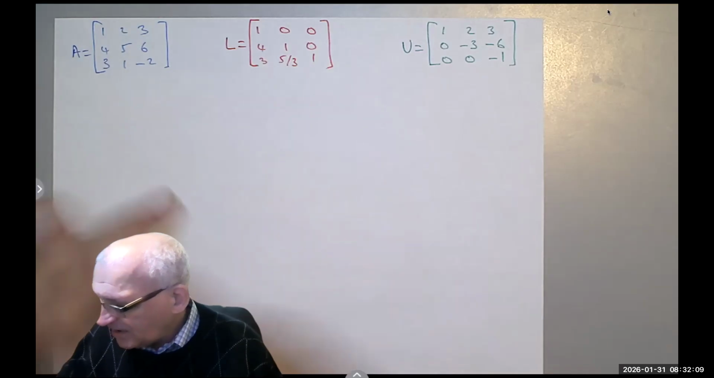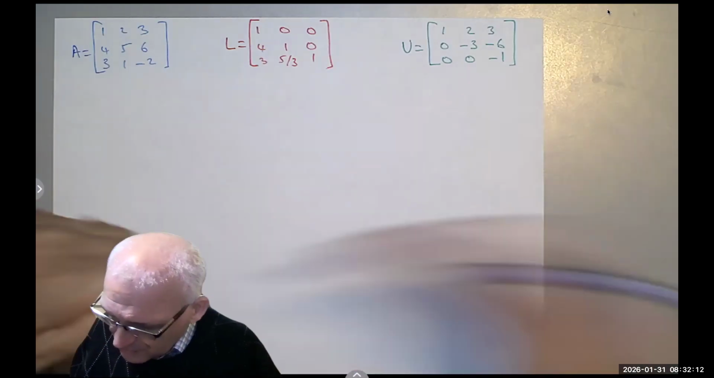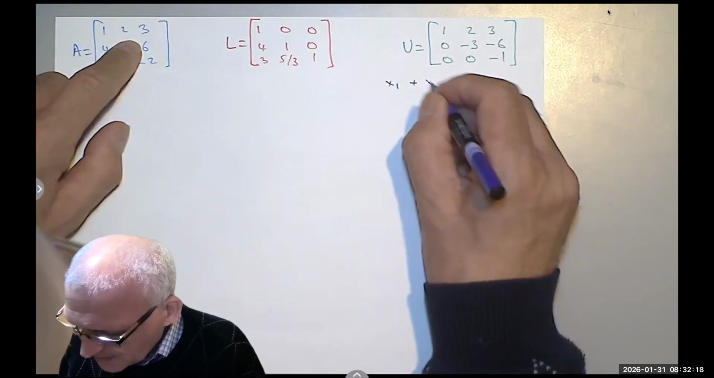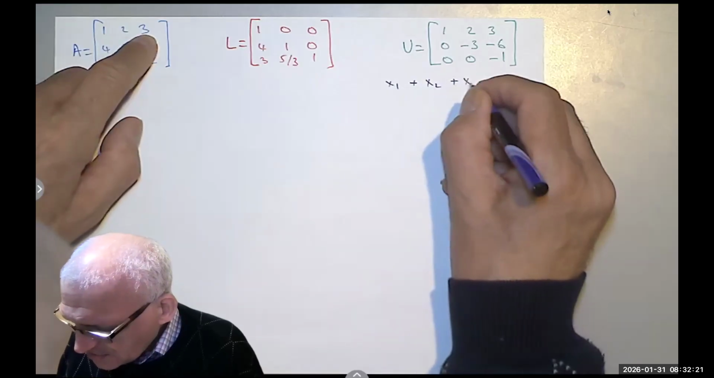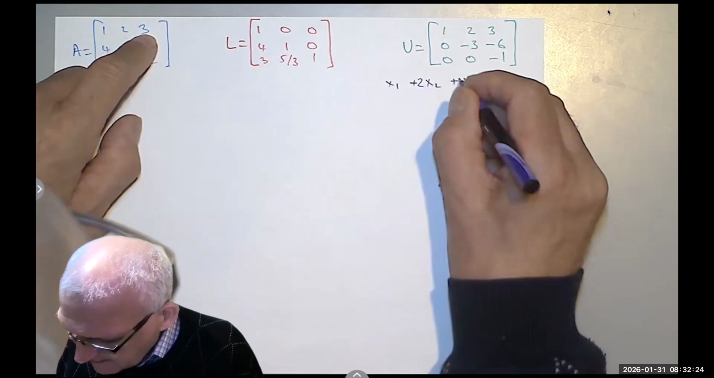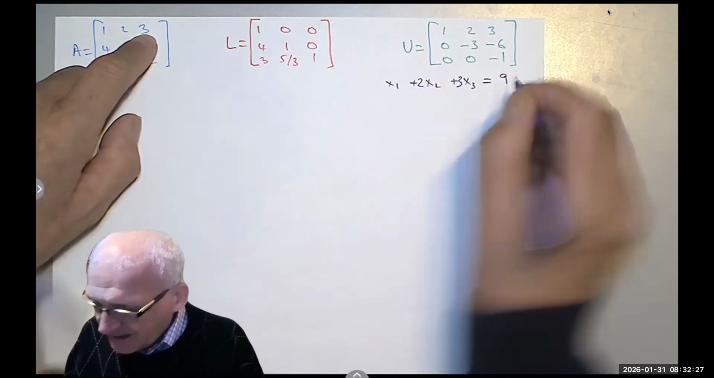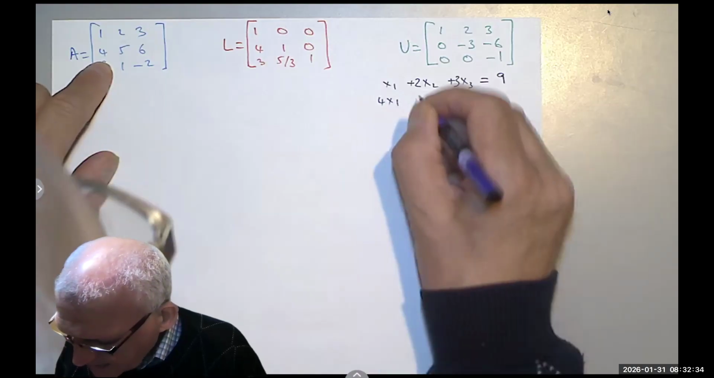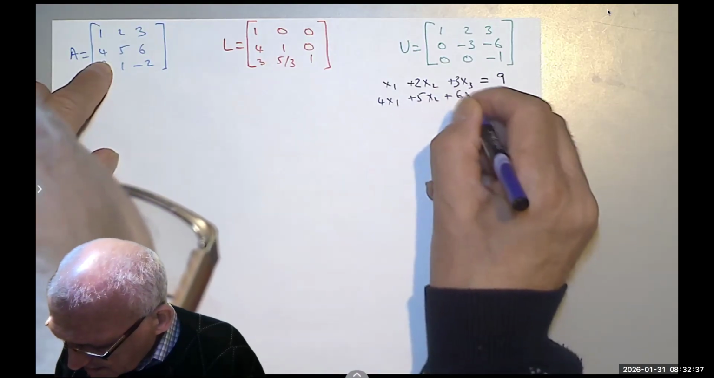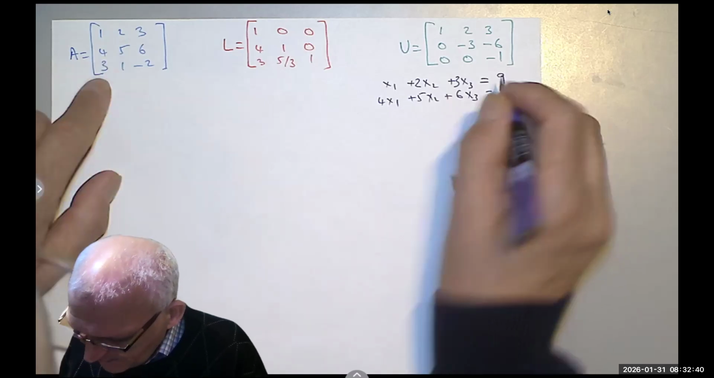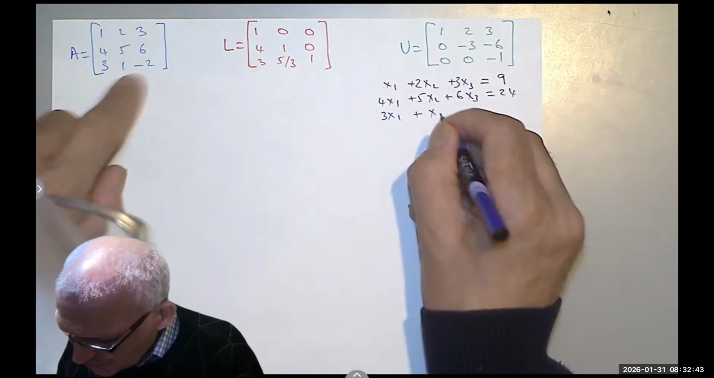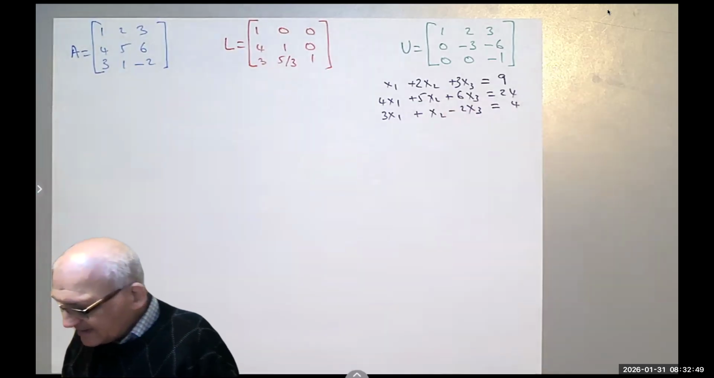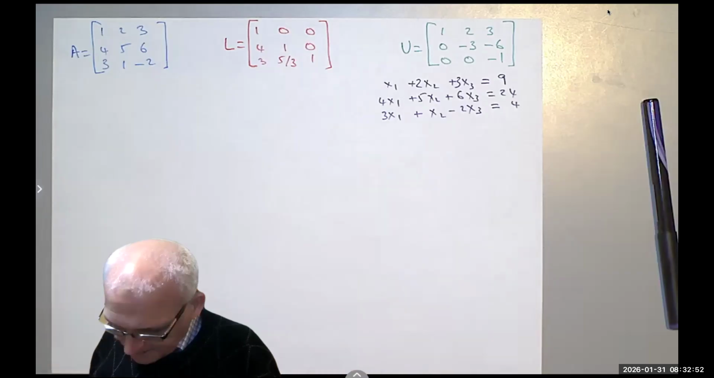So here we assume we have three equations in three unknowns. I used some right-hand sides to end up with integer solutions. You don't need that, but to make life easier. So x1 plus 2x2 plus 3x3 equals 9. 4x1 plus 5x2 plus 6x3 equals 24. And finally, 3x1 plus x2 minus 2x3 equals 4. We are going to use that to solve for the system.